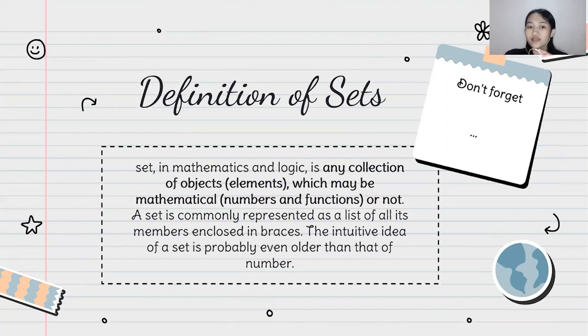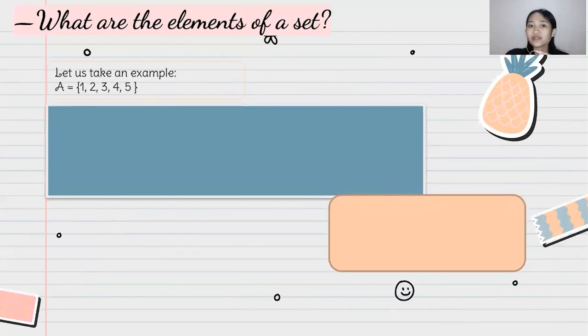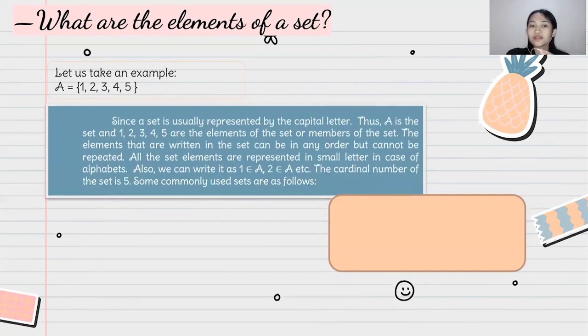The intuitive idea of a set is probably even older than that of number. What are the elements of a set? Let us take an example. Set A is {1, 2, 3, 4, 5}. Such a set is usually represented by a capital letter. Thus, A is the set, and 1, 2, 3, 4, 5 are the elements or members of the set. The elements written in a set can be in any order but cannot be repeated.